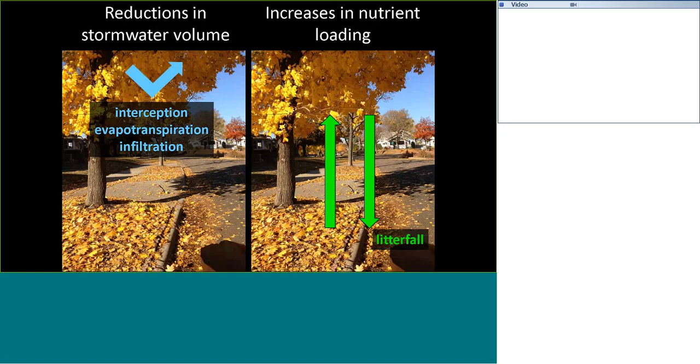So trees are getting a lot of attention in the stormwater community, but I think in a couple of different contexts that in some ways are a bit opposing. So I just wanted to touch on that briefly.